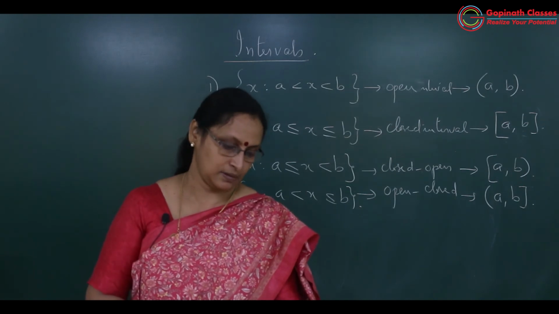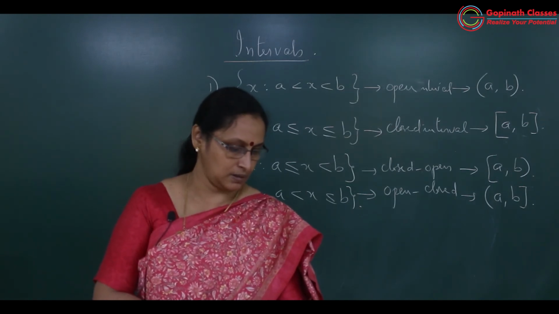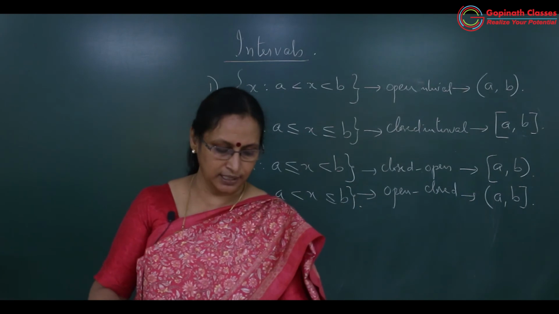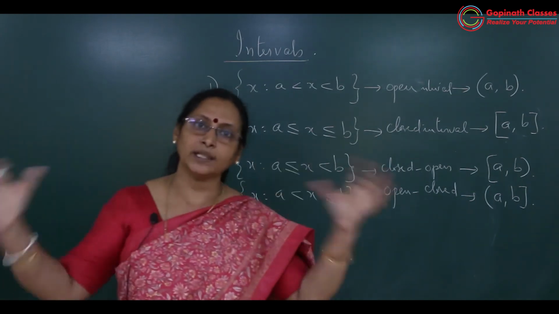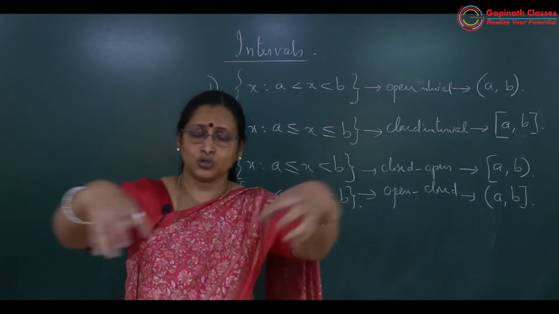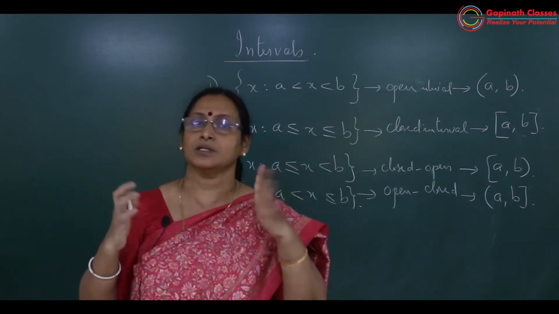Subsets, power set. Now only one is there, that is universal set. Universal set is a set which contains all the subsets. बड़ा set जो छोटे छोटे sets को contain कर रहे हैं, that is universal set.